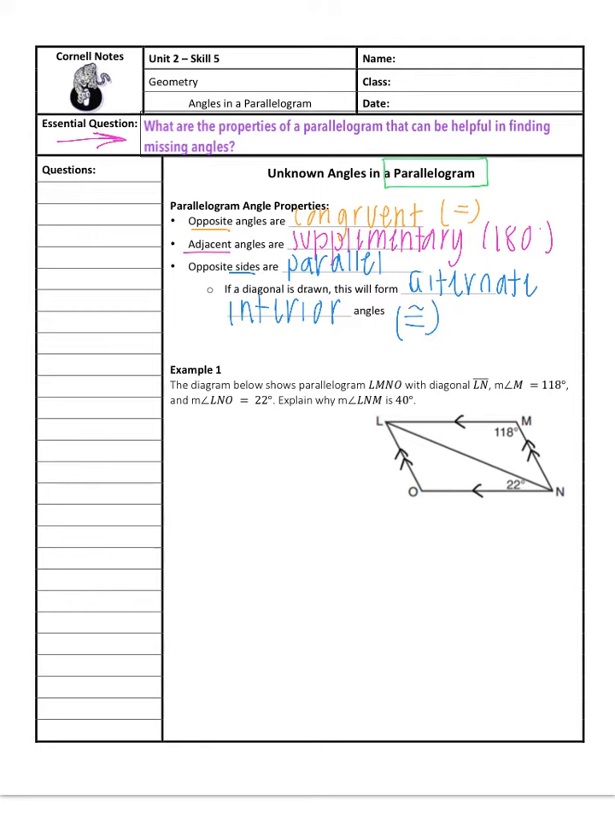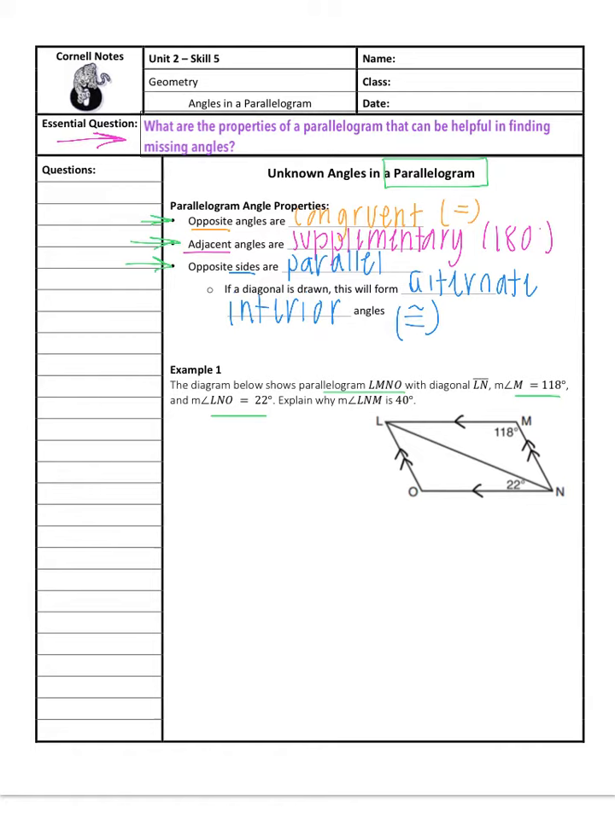So we're going to take a look at a couple of different examples here, and we're going to start with example 1. Example 1 says the diagram below shows parallelogram LMNO. As soon as I read that, I'm going to think back to these properties that we talked about above, with a diagonal LN that's drawn in. And it gives us 2 angle measures. Angle M is 118, and angle LNO is 22. Both of those are already labeled for us.